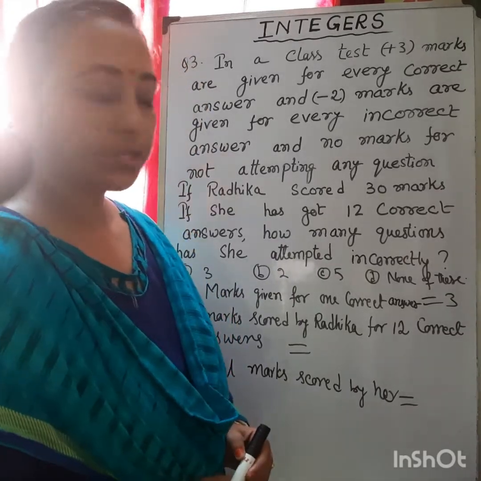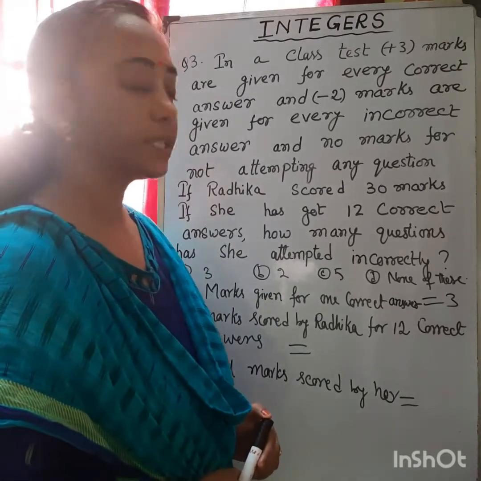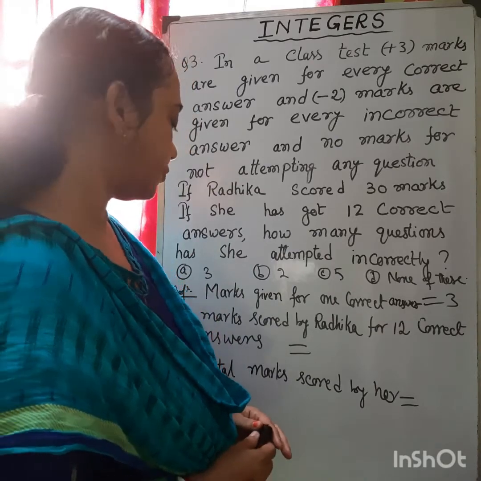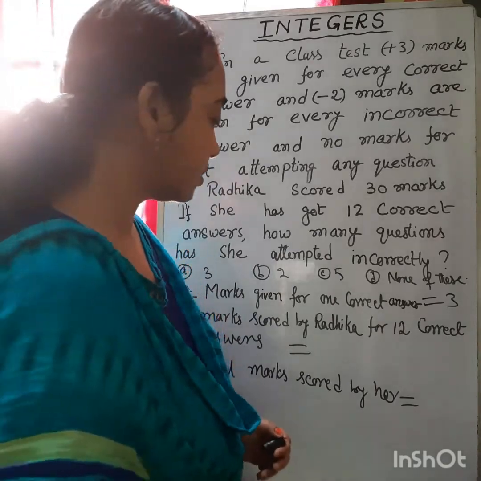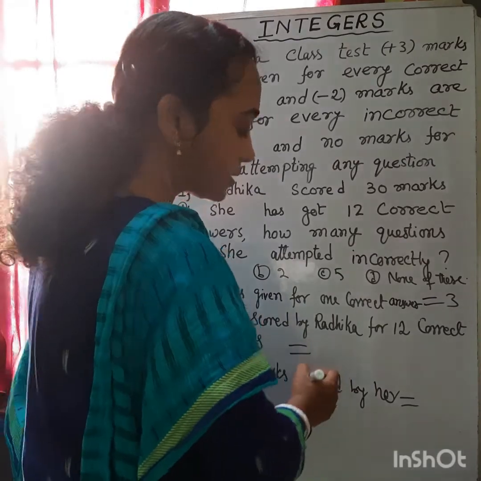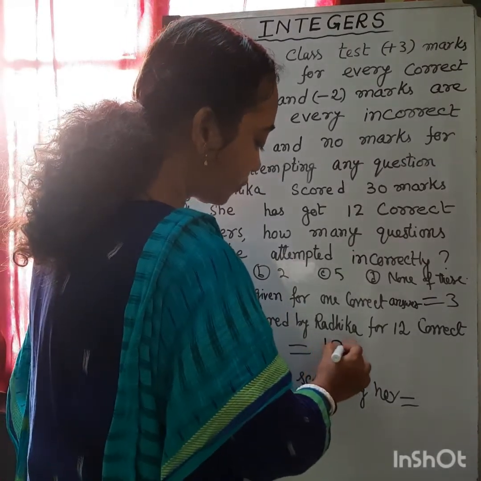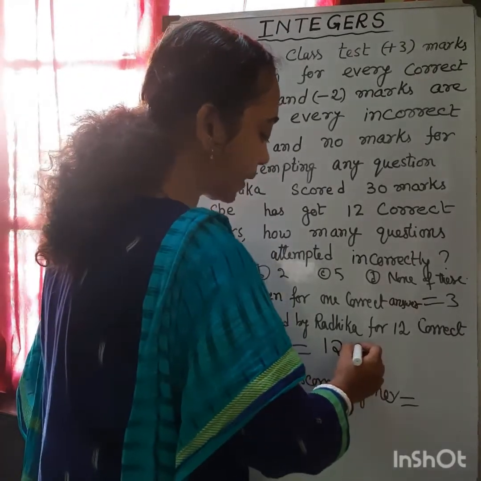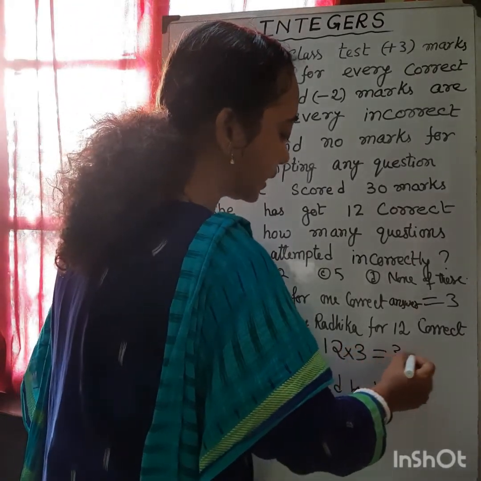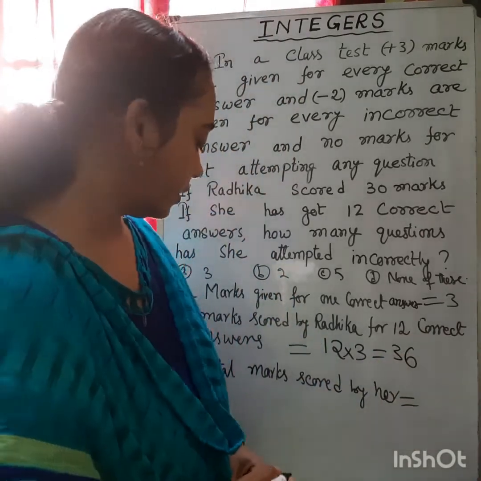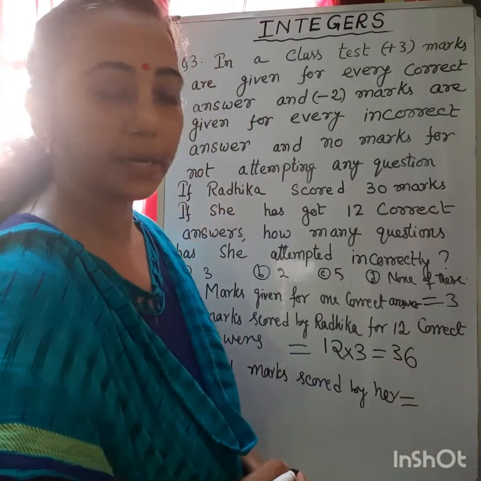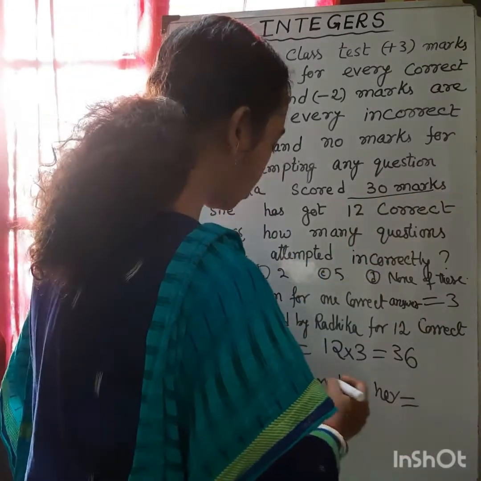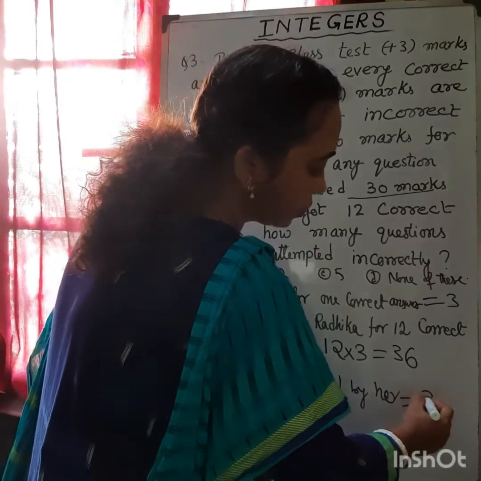So according to the question, marks given for one correct answer is equal to 3. So marks scored by Radhika for 12 correct answers will be how much? She answered 12 questions correctly, and marks given for one correct answer is 3. So 12 multiplied by 3 will come 36 marks. But the total marks scored by her, according to the question, is 30. So total marks scored by her is equal to 30.